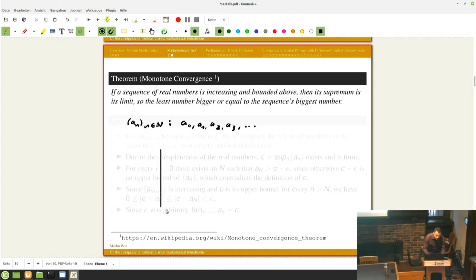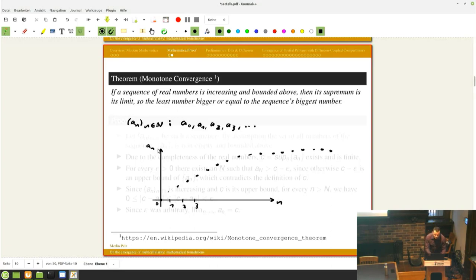So if I now draw here a little coordinate system with n, here's 0, here's our first sequence element, second, third, and so on, and this is a_n, then we are increasing, but we are bounded above at the same time. It could look, this is an example of course, something like this, right? So we are increasing, increasing, increasing, but we are leveling off because we are still bounded.